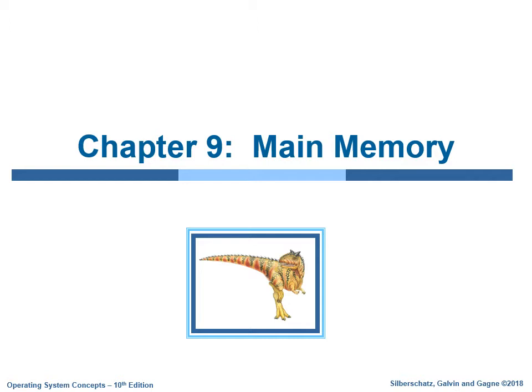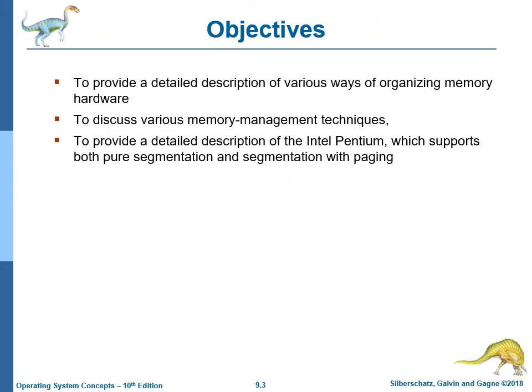Okay, so now kita tengok the objectives. We look into how we organize our memory hardware, especially our RAM, and how operating system manage memory management in different techniques. And we can see how it will be implemented in the process in detail, macam mana daripada manage daripada proses kepada memory menggunakan beberapa teknik.